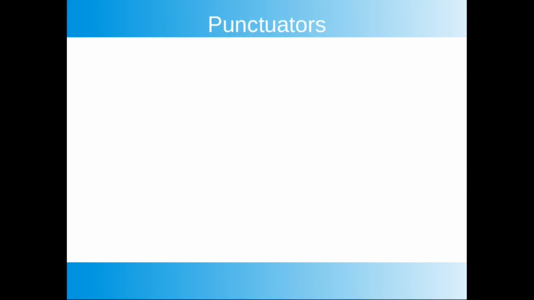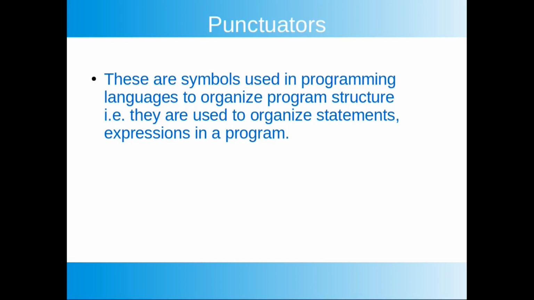So for now, let's move on to punctuators. Now, punctuators are symbols used in programming languages to organize program structure. That is, they are used to organize statements and expressions in a program. Python has the following punctuators such as single quote, double quote, comma, hash, backslash, colon, square brackets, parenthesis, etc.